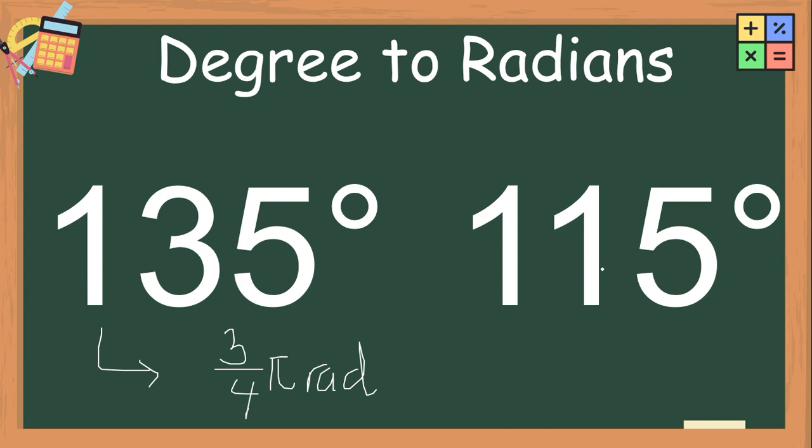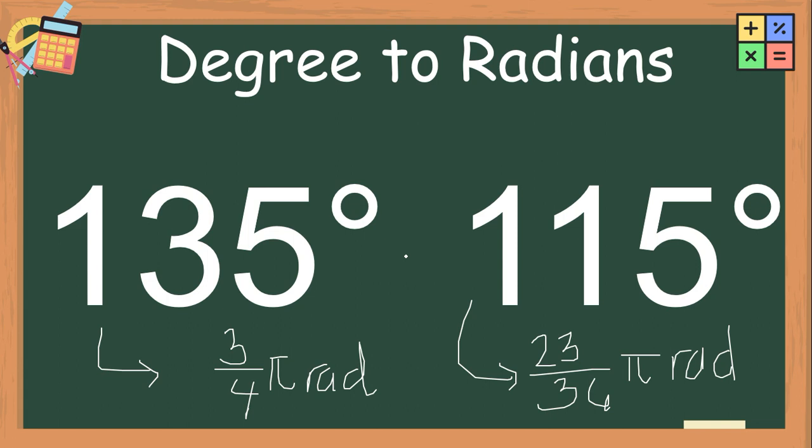How about the last one? 115. 23 over 36. 23 all over 36 pi. Tama po ba? Yes, okay, thank you. So all you need to do is divide by 180. Just copy the pi because the degree is on the upper, or in the numerator. For you to be able to know the radians, just simply divide it by 180. As simple as that.